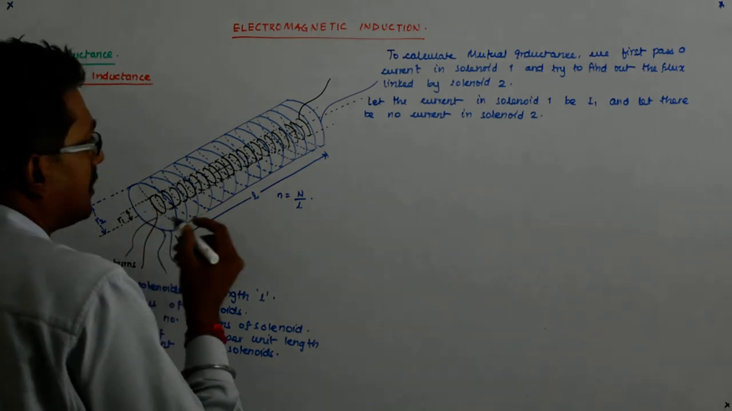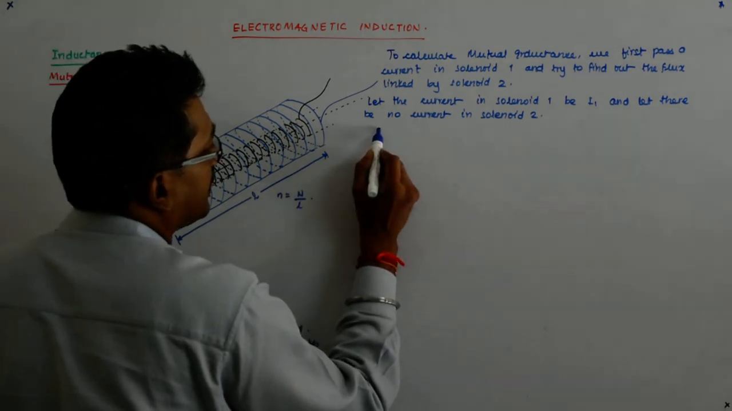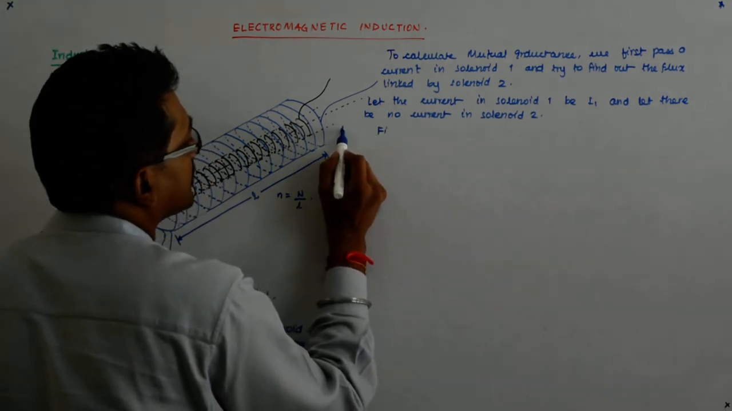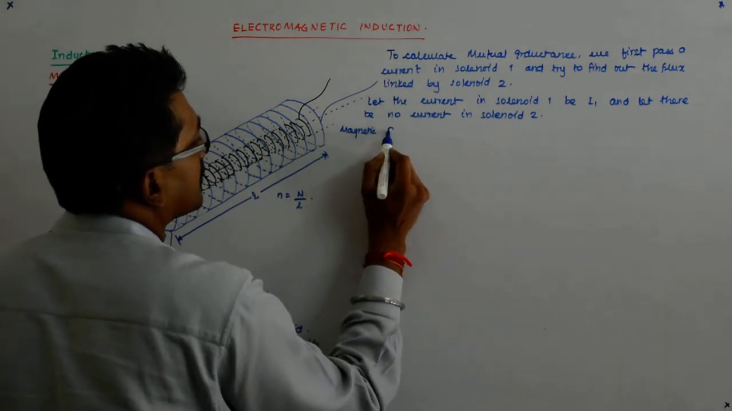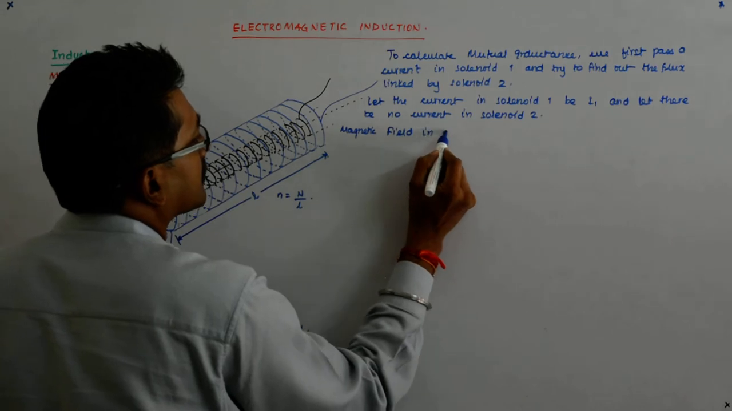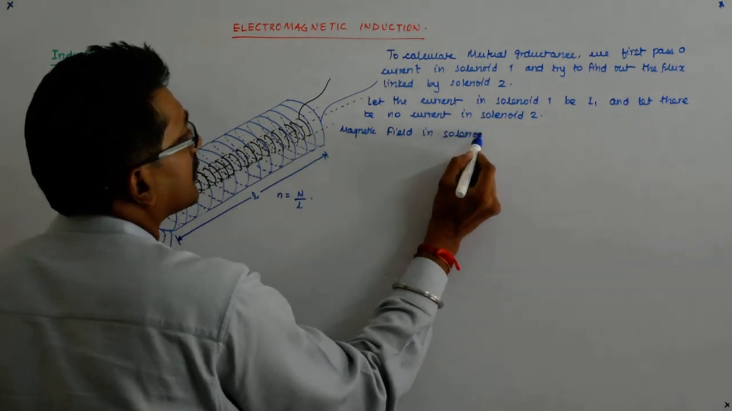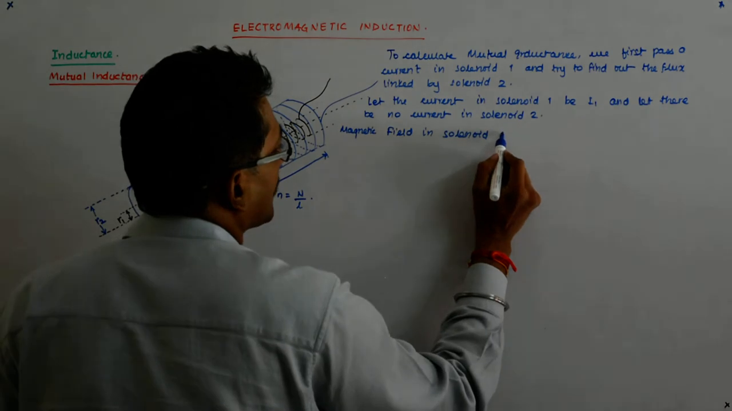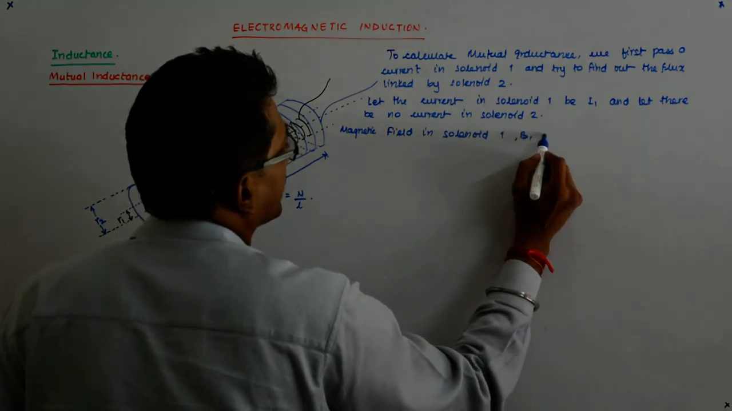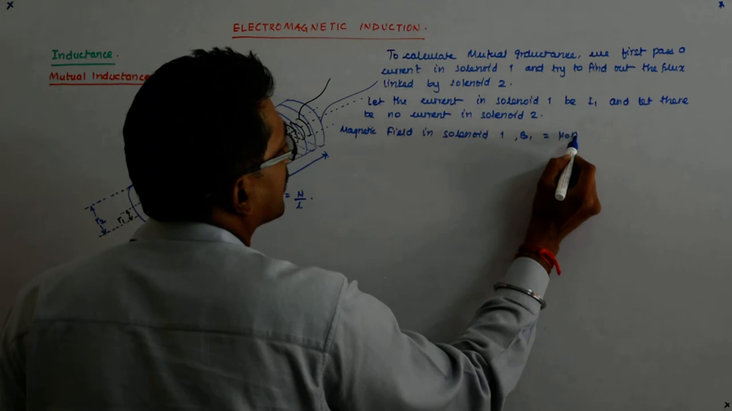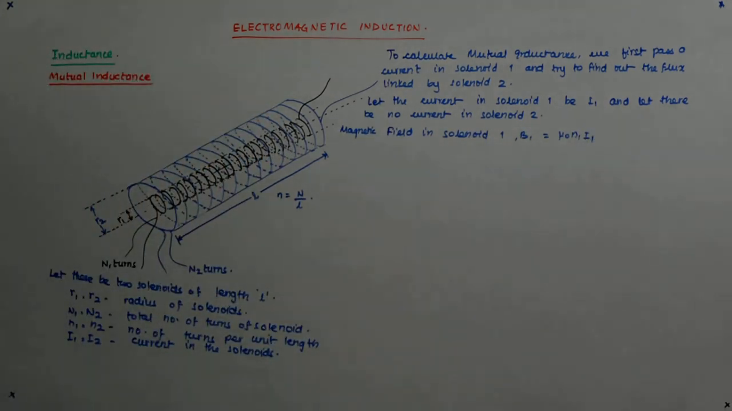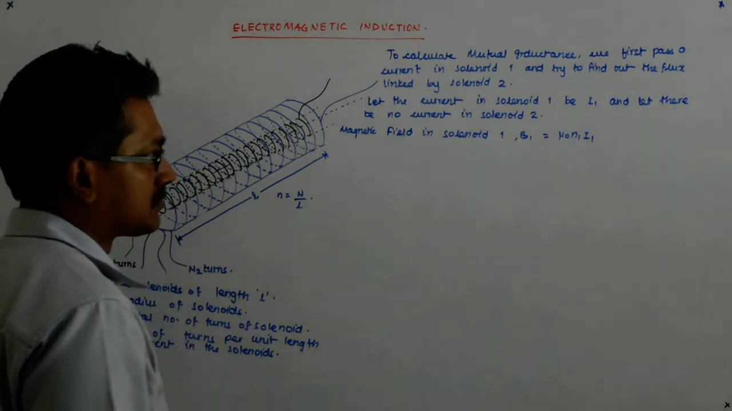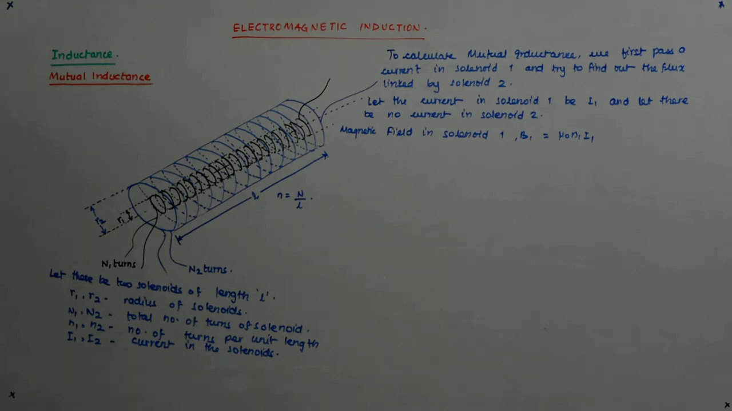Now try to understand, what is the field? Obviously the magnetic field in solenoid 1 is denoted by B1. It will be mu naught n1 I1.